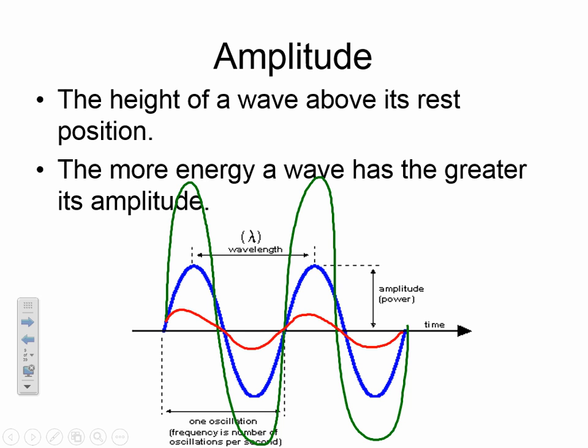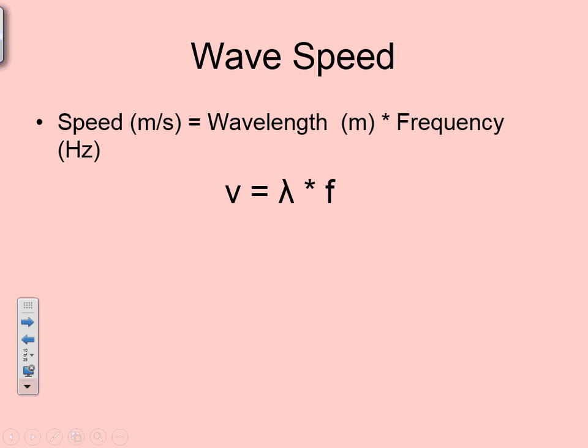So the amplitude's the height from rest position. This black line going across is its rest position. The higher the wave, the higher the amplitude, the greater the energy. Last thing then, and this is what's really cool, is that if we combine the two things that we talked about, wavelength and frequency, we can figure out the speed of a wave.